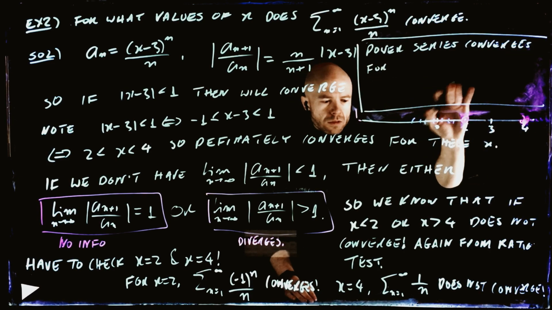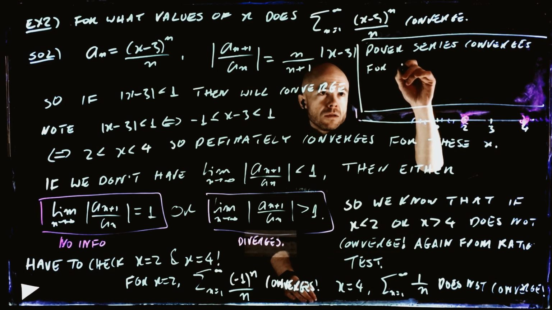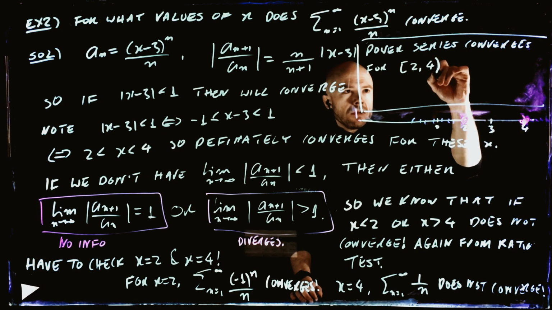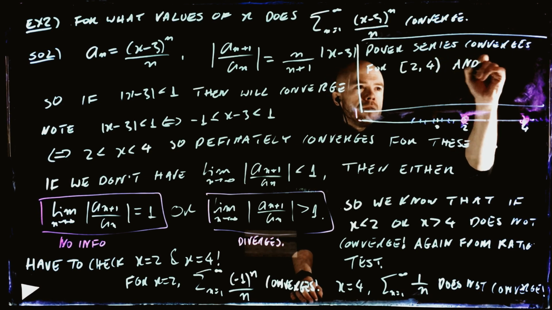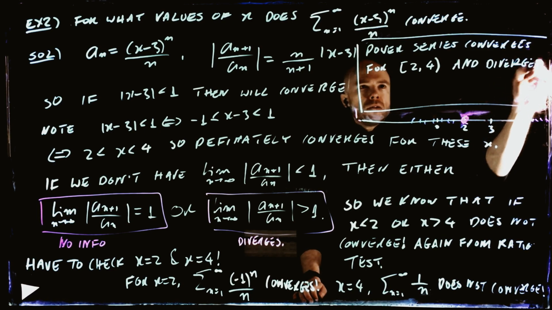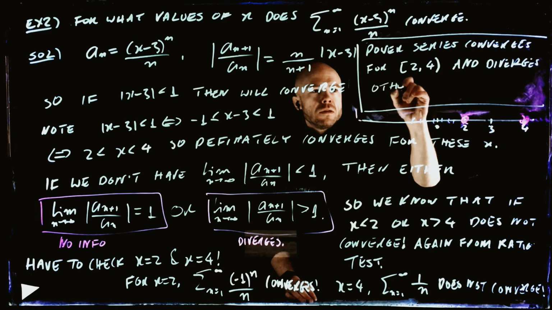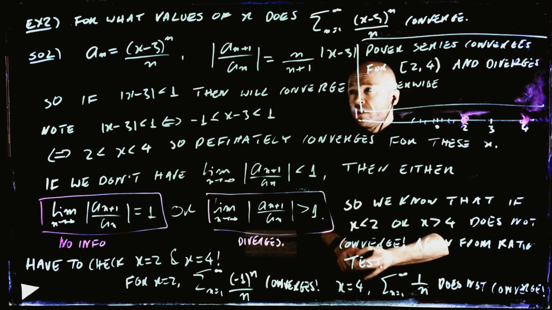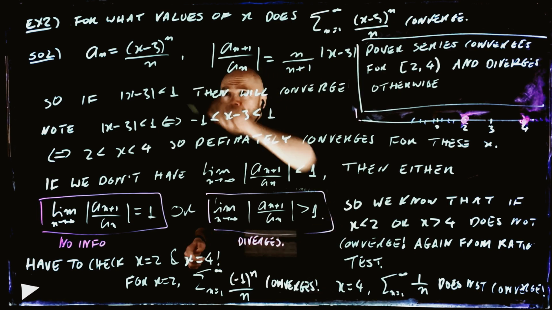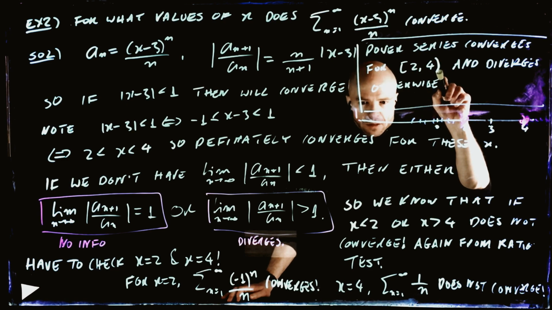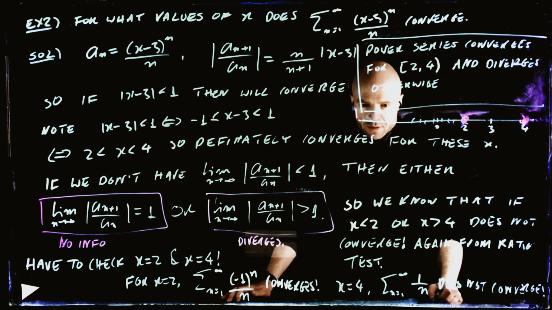For the interval 2 to 4, not including 4, right? And diverges otherwise. And that's the complete answer, right? There's nothing else to be found out. The question was, for what values of x does this thing converge? It's exactly for these values of x. And if it's not these values of x, then it doesn't converge. Yeah? So we've totally nailed this down.